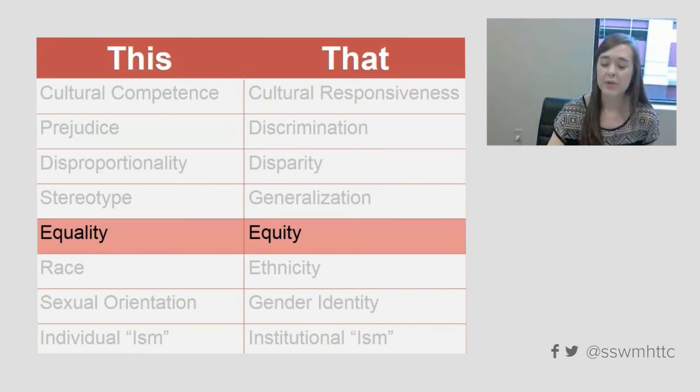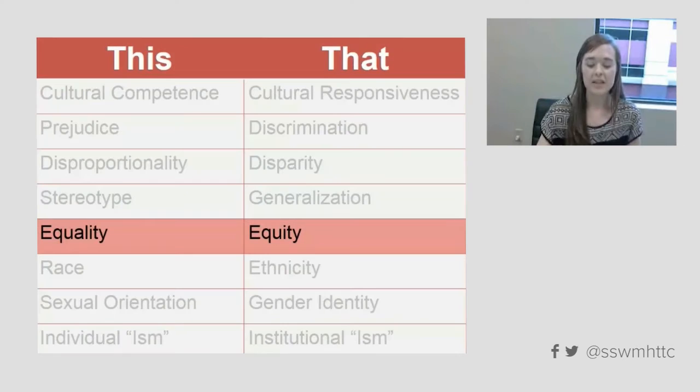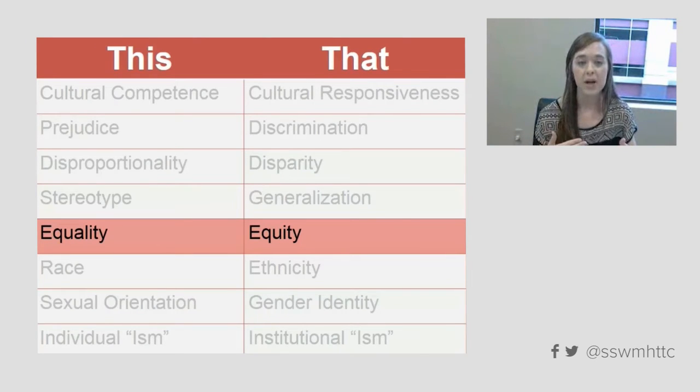The next concepts we're going to be talking about is the difference between equality and equity. These terms are talked about a lot in regards to, at a higher level, how an organization may be structured or resources may be managed, the actual policies and procedures within an organization. But it's also an important concept for folks who are having direct contact with communities to have as well.